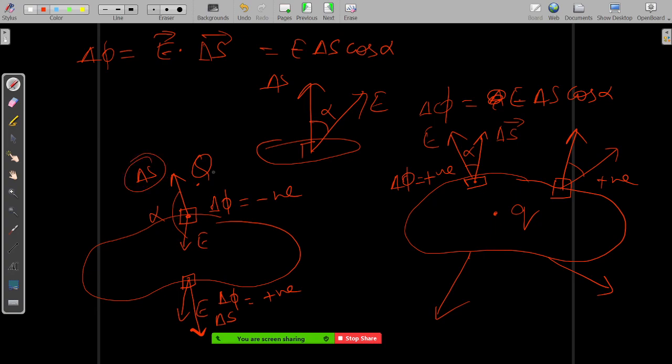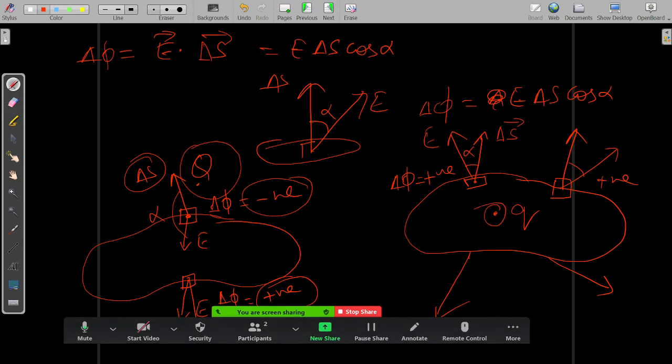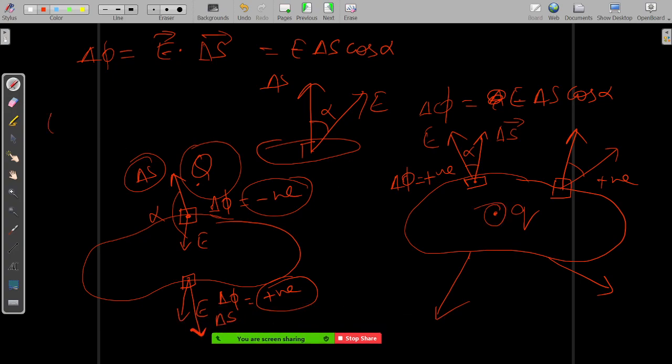If you are summing up all the fluxes here, some part will be negative and some part will be positive, and they will cancel out each other due to external charges. But it doesn't happen due to an internal charge. So the total flux basically becomes only due to internal charges, Q internal by epsilon naught. Got my point? So that is what your Gauss law says.